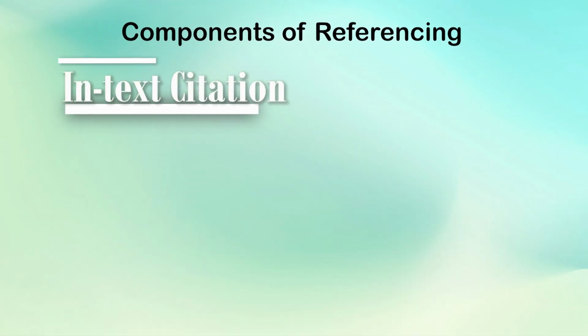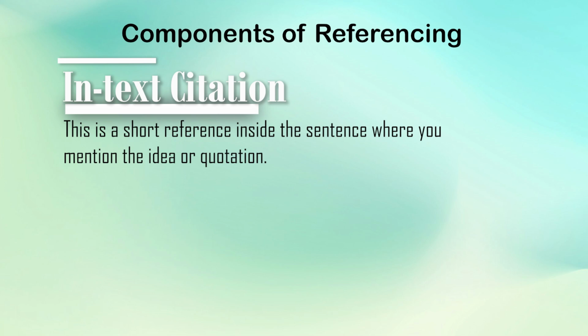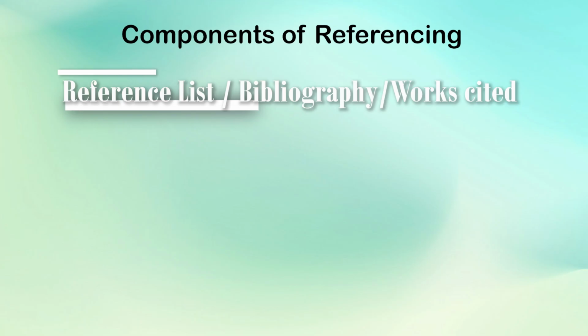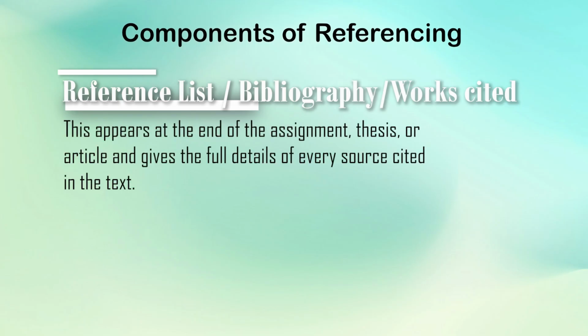Now, there are two different components of referencing. One is in-text citation. This is a short reference inside the sentence where you mention the idea or the quotation. Next is the reference list, bibliography, or works cited. This appears at the end of the assignment, thesis, or article with full details of every source cited in the text.